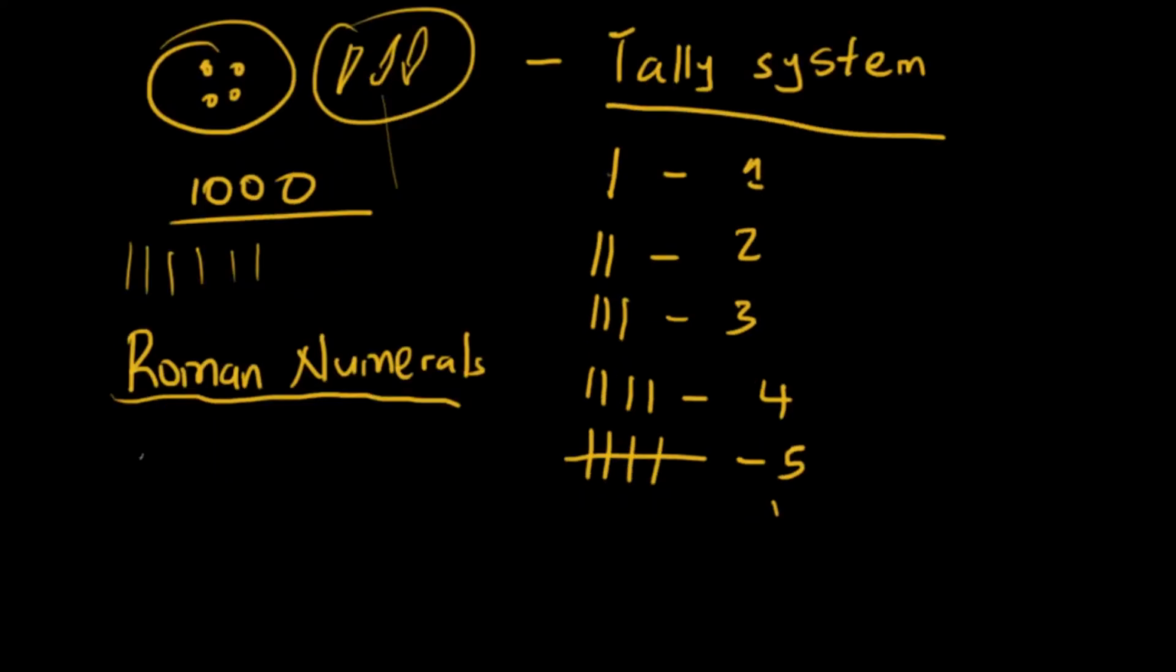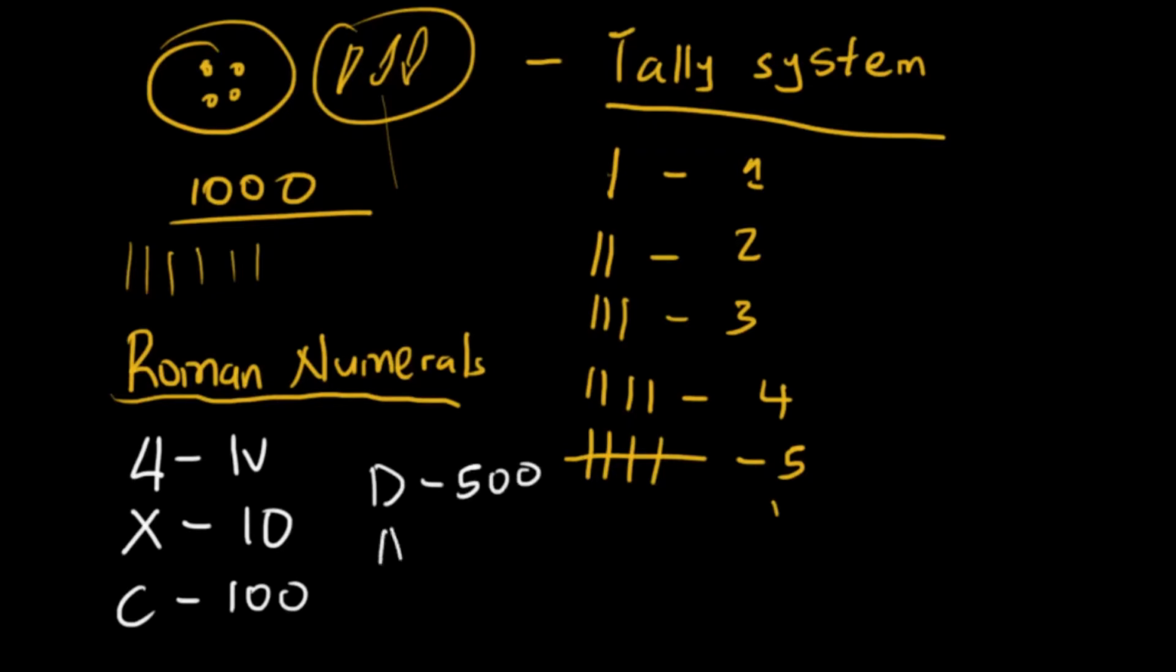For example, 4 is represented by IV. Then 10 is represented by X. Then C is 100, D is 500, M is 1000. Do you understand? But there still was a problem with this, because even though I know that 4 is IV, if I wanted to do 4 plus 4, there is no way I can actually do it on paper in which I can see it. I can't do IV plus IV. It doesn't make sense. So we needed to evolve the Roman numeral system of numbering.